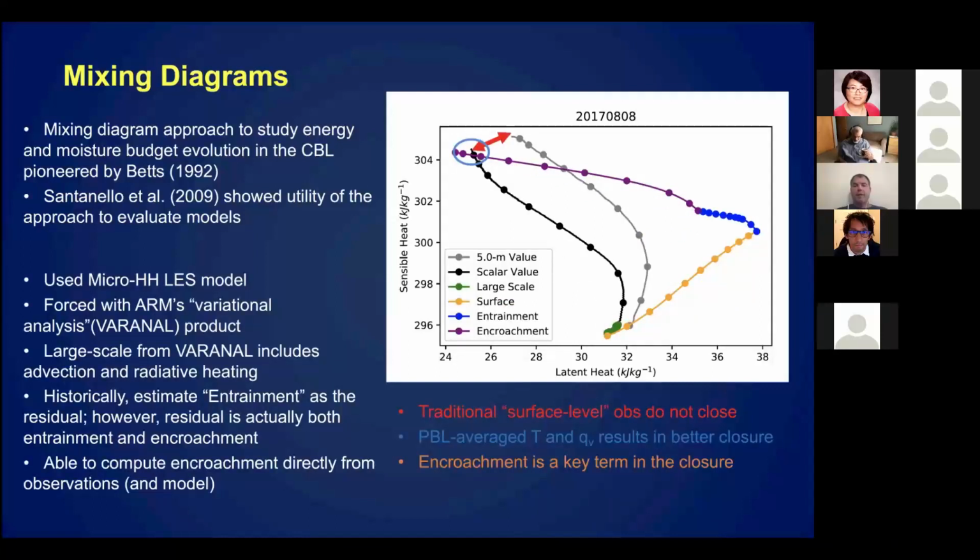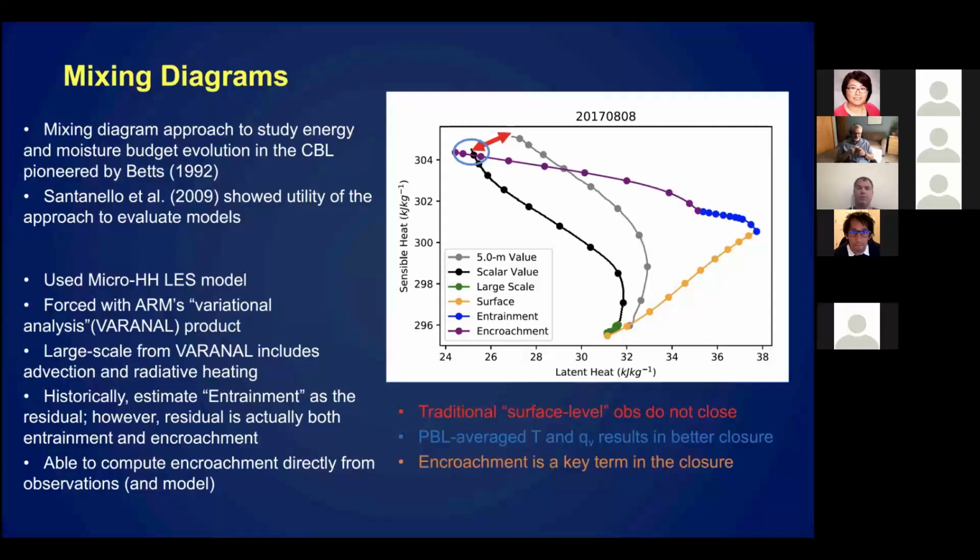And so what we've done is we've used an LES model, MicroHH, to simulate it, to actually show, can this work? Traditionally with mixing diagrams, we've used 2 meter values, 2 meter temperature, 2 meter mixing ratio, in gray. And you can see if you use the gray values, you're not actually going to get closure. To get closure, you needed to actually use mean PBL temperature, mean PBL water vapor mixing ratio.